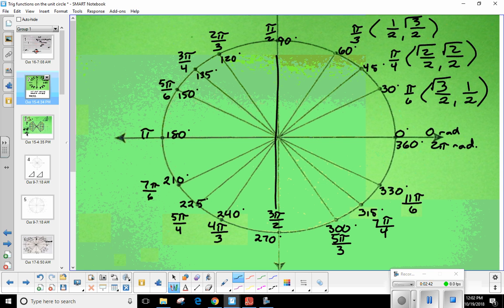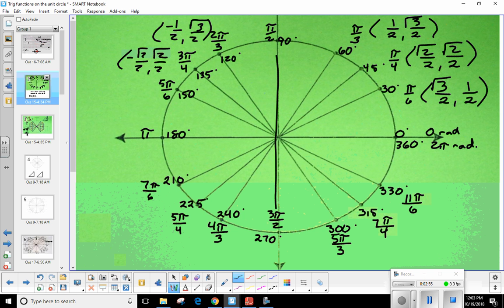So 60 corresponds to 120. So this one would be negative 1/2, square root of 3 over 2. And then we reflect over the 45 degrees, negative square root of 2 over 2, square root of 2 over 2. And then we have our last one here, negative square root of 3 over 2, 1/2. Okay, so that works out nicely.